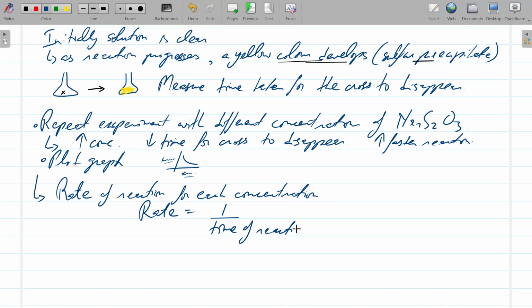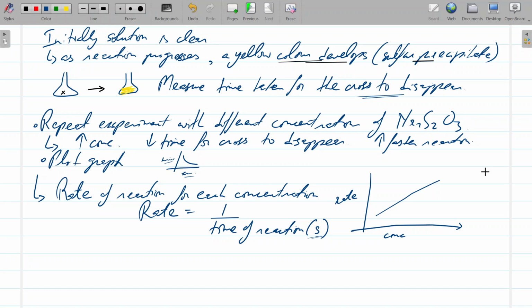So time of reaction in seconds. You divide 1 by however long it took for the reaction to occur in seconds, in this case how long it took for the cross to disappear. And when you do this, now you can plot a graph of concentration of sodium thiosulfate versus the rate, not the time. Initially you had a curve; in this case, you will get a straight line, and a linear straight line is much easier to deal with.